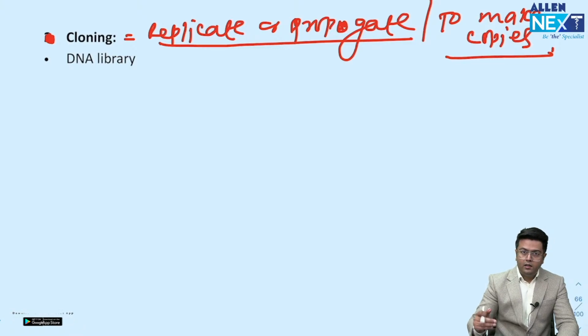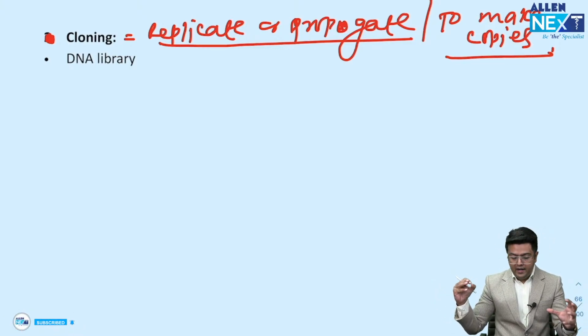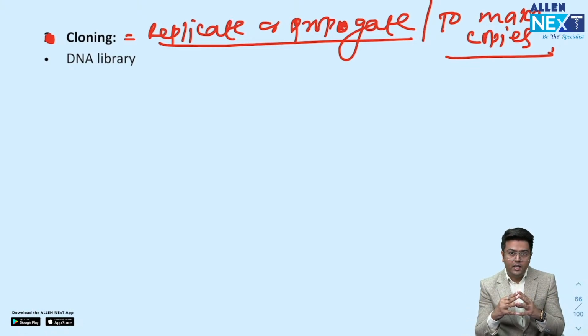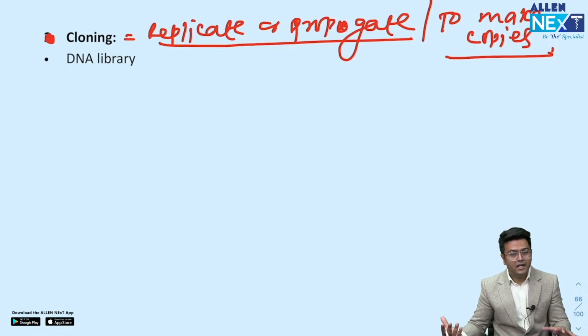So what is cloning? Suppose I take the human insulin gene and add it to the plasmid, right? That is called a recombinant DNA. And then I transfer this recombinant DNA to the E. coli where the plasmid grows. And when the plasmid divides, I get multiple copies of insulin. That is called the cloning process, right?